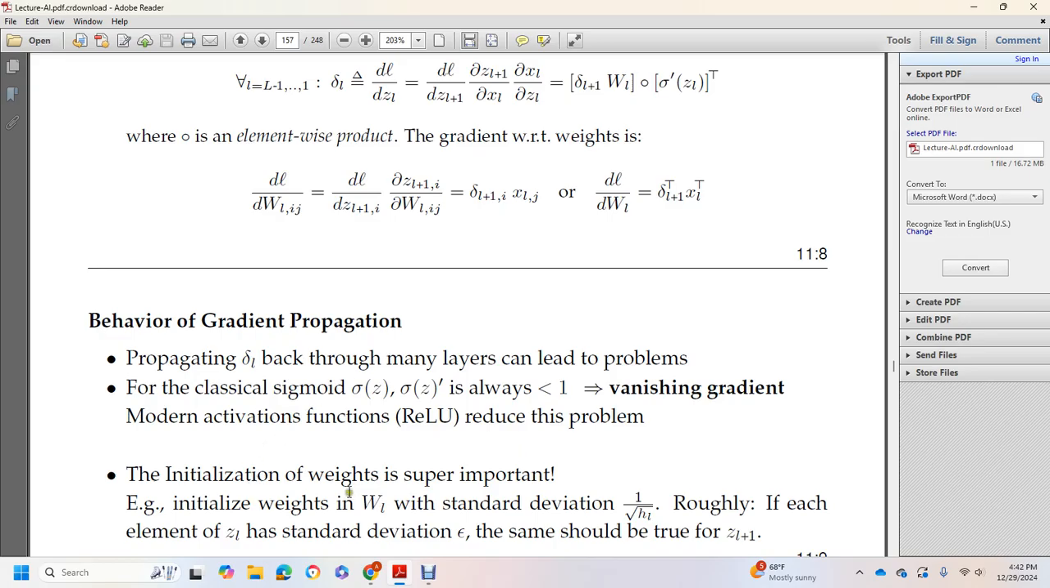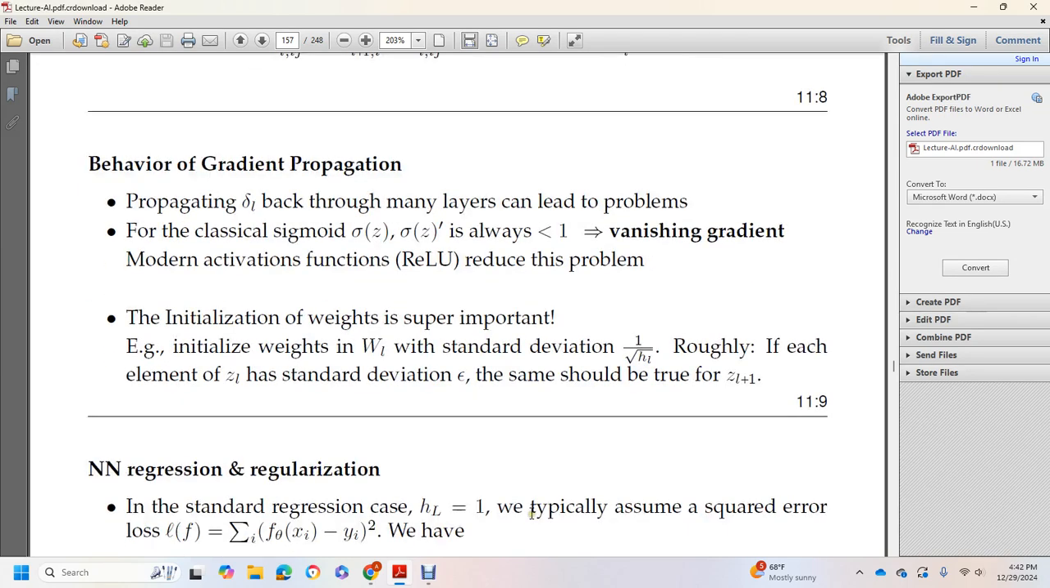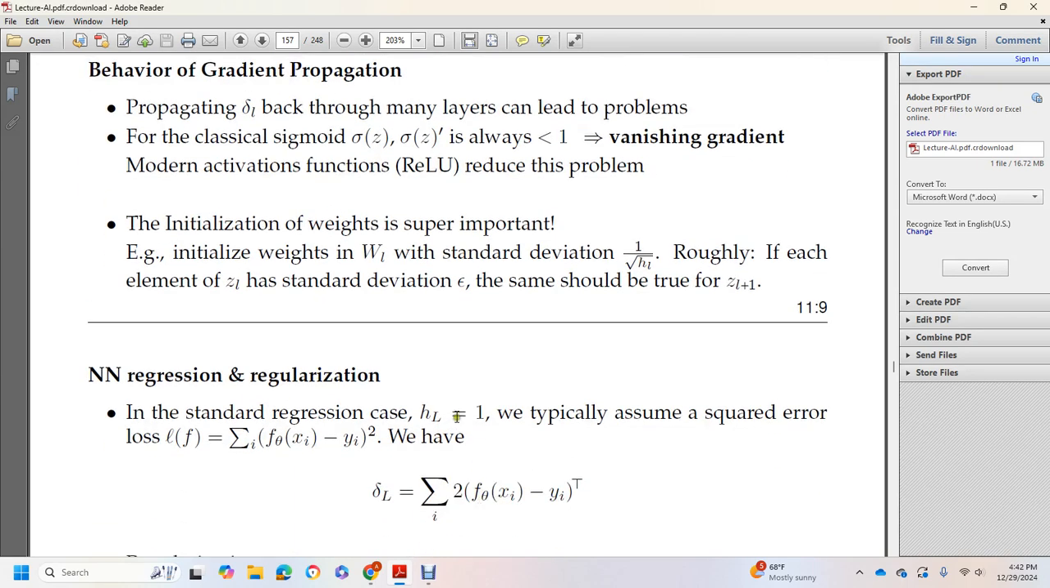Initialization of weights is super important. The standard deviation should be roughly 1 over the square root of the layer width, so that if each element of Z has a given standard deviation, the same should be true for Z at layer L plus 1. In regression, in standard regression cases, we will typically assume the squared error loss.